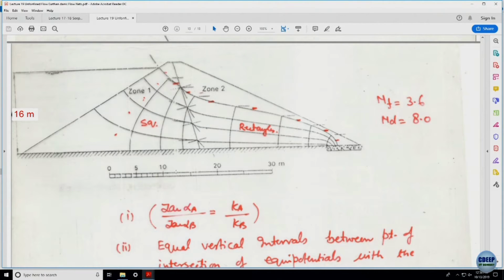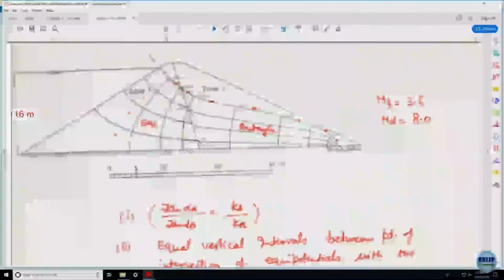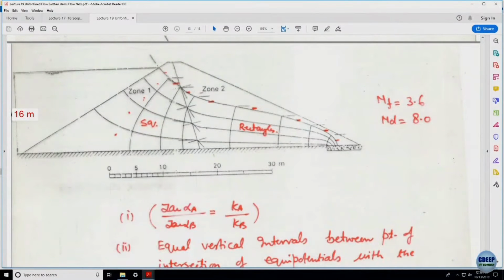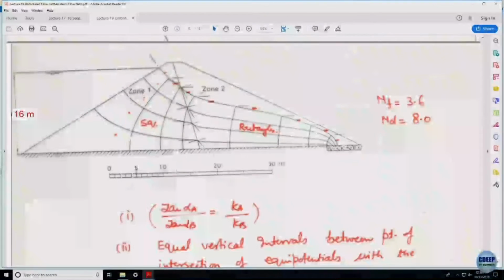So, here you have the equipotential of 100% and here you have the equipotential of 0% because this is a filter layer. So, 16 head value is getting dissipated from this point to this point. How many head drops? 1, 2, 3, 4, 5, 6, 7, 8, clear. So, I have got NF by ND.